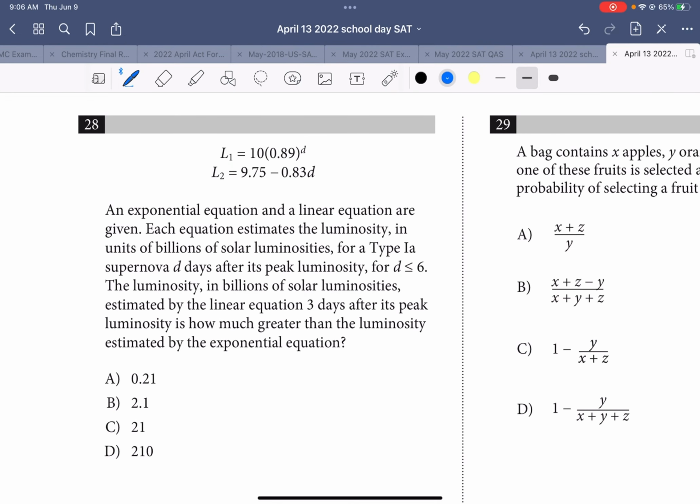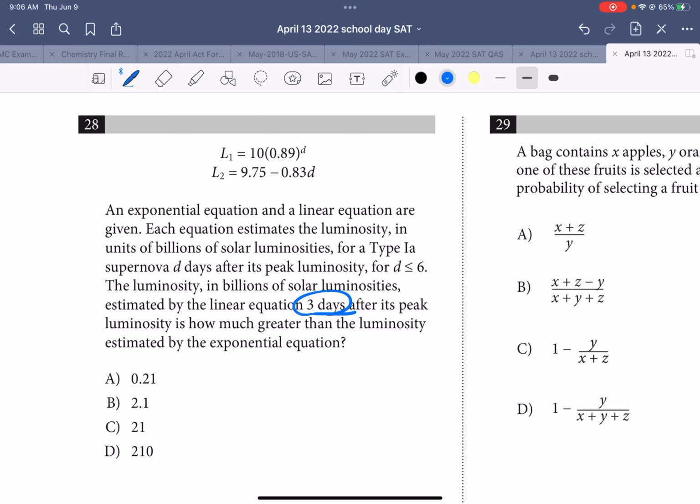Number 28. So they gave you two equations. One is exponential. The other one is linear. Each equation estimates the luminosity, in units of billions of solar luminosities, of a type 1 supernova d days after its peak luminosity, for d less than or equal to 6. The luminosity estimated by the linear equation 3 days after its peak luminosity is how much greater than the luminosity estimated by the exponential equation?